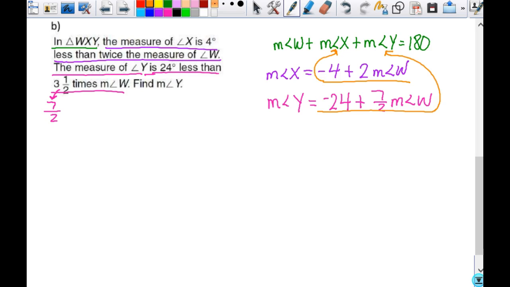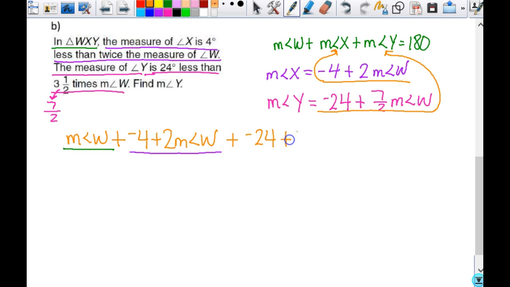That make sense? So I start with the measure of angle W plus, instead of writing the measure of angle X, I'm going to use what it's equal to, what I'm substituting in, plus -4 plus 2 times the measure of angle W. Everybody with me? Because this came from my green equation. This came from my purple equation. Then, instead of writing the measure of angle Y, that is what's equal to the measure of angle Y. So negative 24 plus 7/2 times the measure of angle W. So that came from the pink one again. And that equals 180. And that came from the green part.